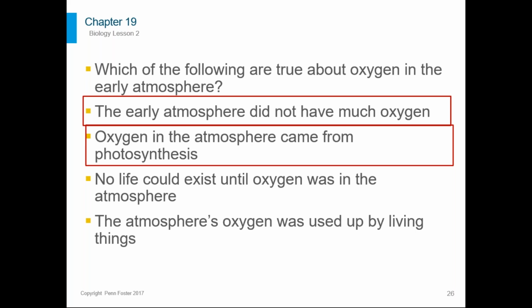And then the next one is not true, because no life could exist until oxygen was in the atmosphere? No, we just said that organisms created the oxygen. So there was bacteria that could exist and create oxygen, and even basic plants that could exist creating oxygen. And then the atmosphere's oxygen is used up? Nope. Again, the bacteria and the plants create the oxygen.